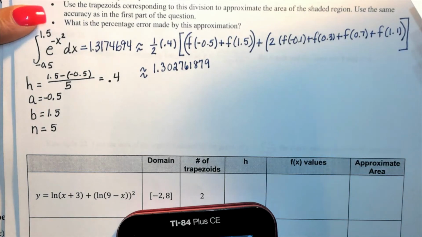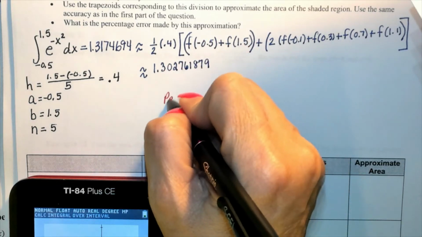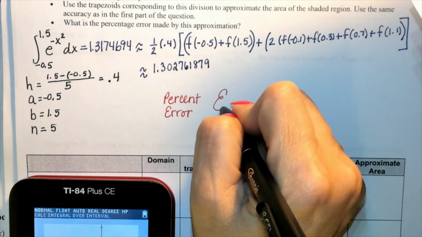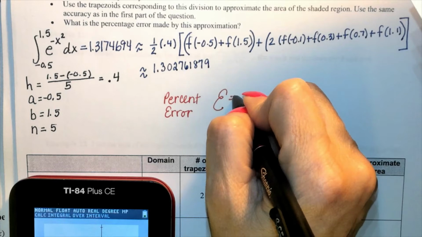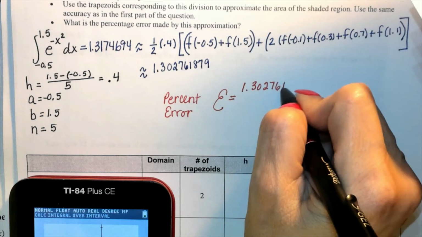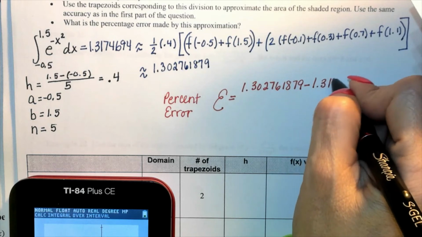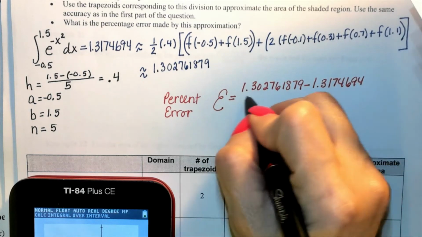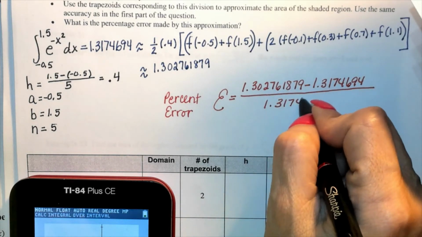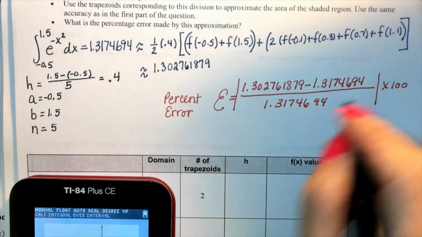Now, the last part of this is what's the percentage of error? They ask us that all the time in this class, so we seem to always be doing the percent of error. Percent error. So remember, that's where you have the big E. It equals. We're going to take the approximate 1.302761879. We're going to subtract off the actual 1.3174694. We're going to divide by the actual 1.3174694. We're going to take the absolute value of that, multiply it by 100, and let's see what we get.